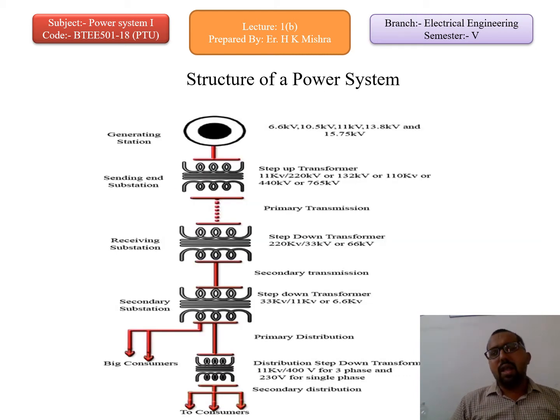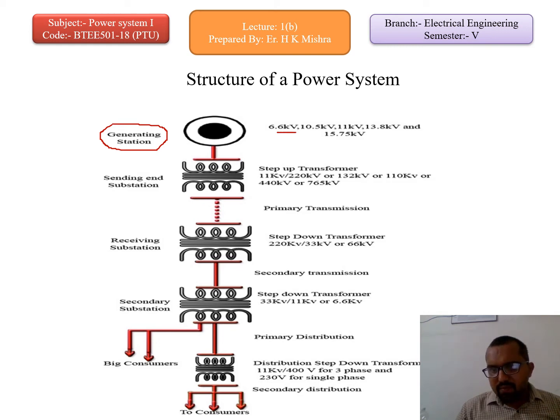Okay, so again we will go through the overall structure of power systems, which is the overall generating, transmission and distribution network. When we consider generating systems, the range of voltage we see is around 6.6 kV, 10.5 kV, 11 kV, 13.8 kV and 15.75 kV, and the maximum we are generating right now is up to 33 kV.